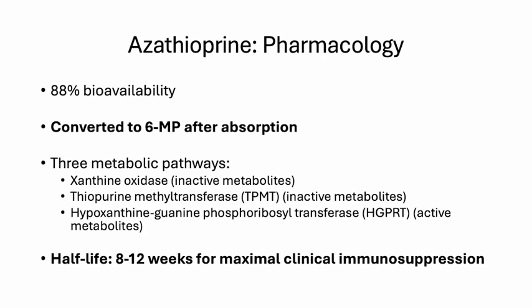It's important to understand that if either of the first 2 pathways is blocked, more 6-mercaptopurine will be processed through the HGPRT pathway, potentially leading to excessive immunosuppression and pancytopenia. The active metabolite 6-thioguanine slowly accumulates in tissues, providing maximal clinical immunosuppression at around 8 to 12 weeks.